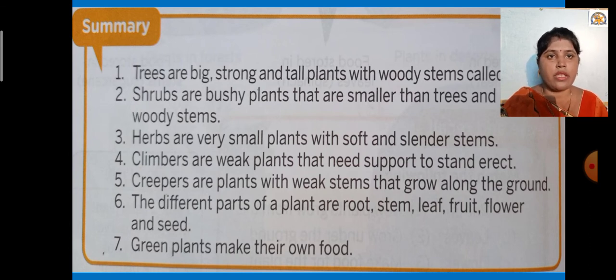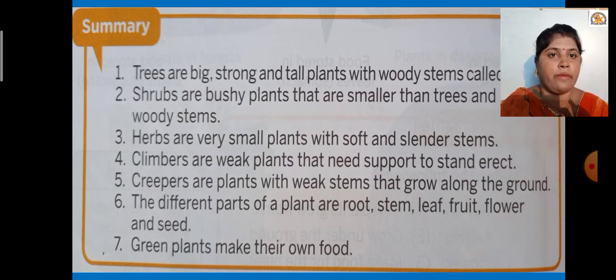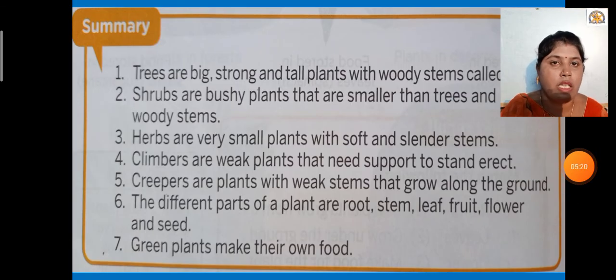So see, number 1, trees are big, strong and tall plants with woody stems called trunk. Shrubs are bushy plants that are smaller than trees, and have woody stems. Number 3, herbs are very small plants with soft and slender stems. Number 4, climbers are weak plants that need support to stand erect.